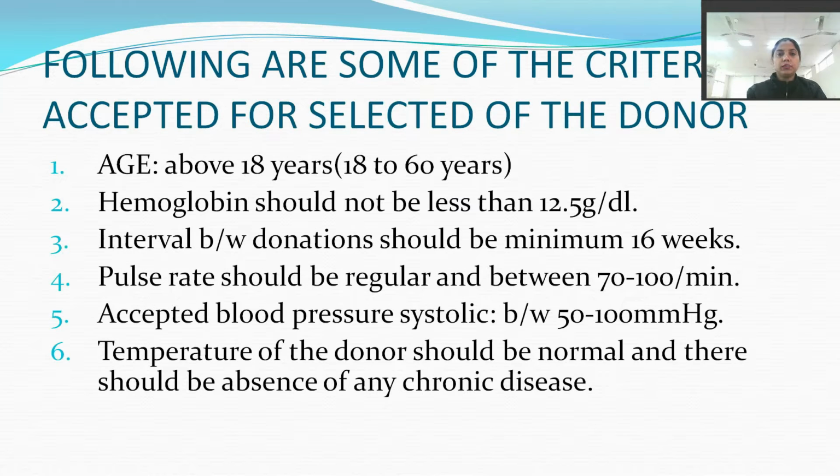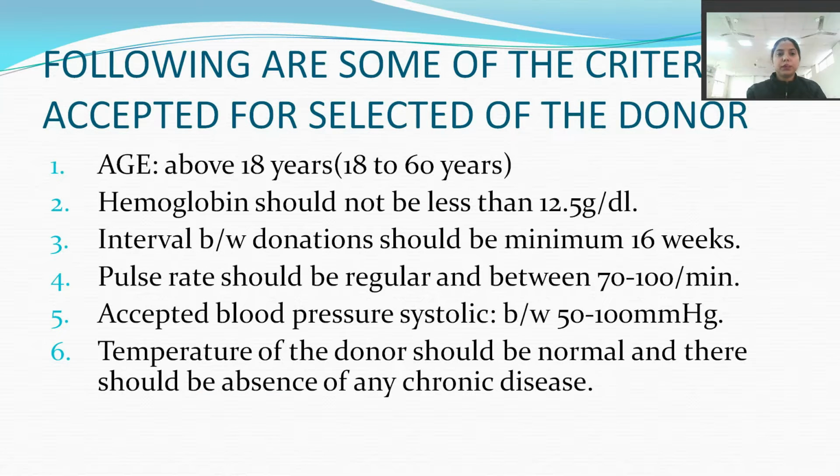Following are some of the criteria accepted for the selection of the donor. Age should be between 18 to 60 years. Hemoglobin should not be less than 12.5 gram per dl. The interval between donations should be a minimum of 16 weeks, at least 3 months.